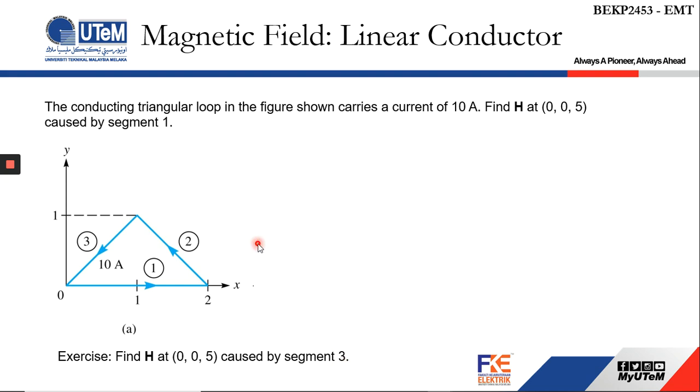Next is an exercise. We have a conducting triangular loop that has 3 segments, 1, 2, and 3. The current is 10 amps. We want to find the magnetic field intensity at (0, 0, 5) caused by segment 1. Please refer to the video on how to solve this example.